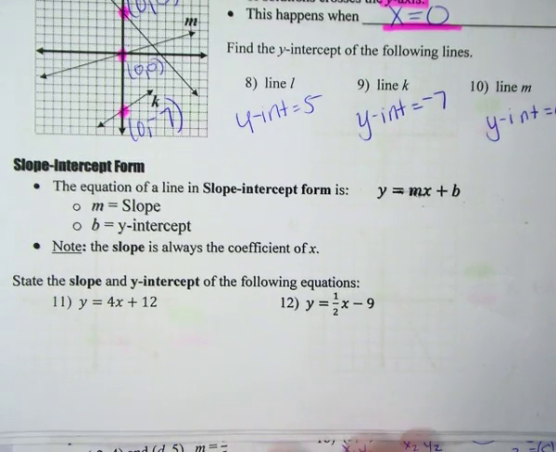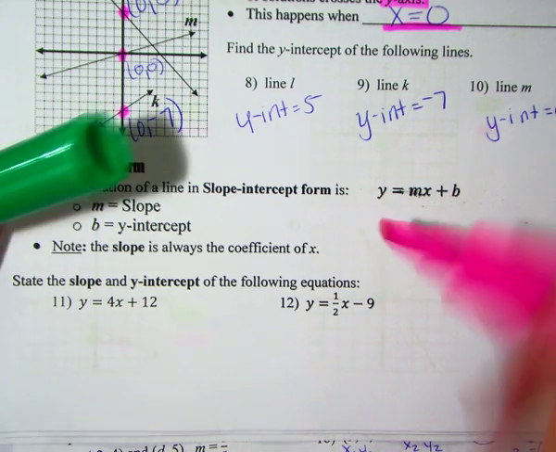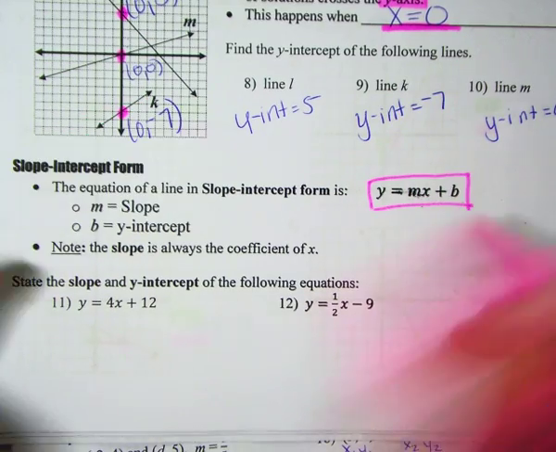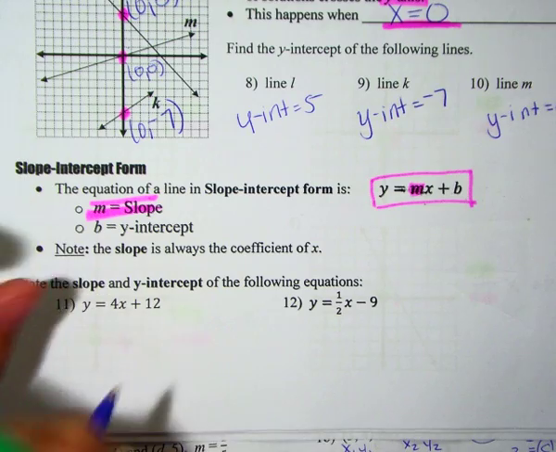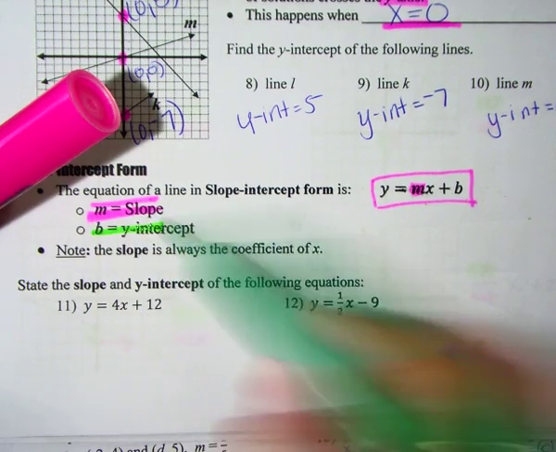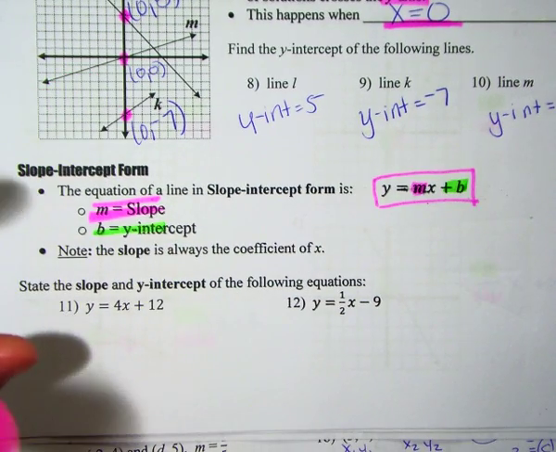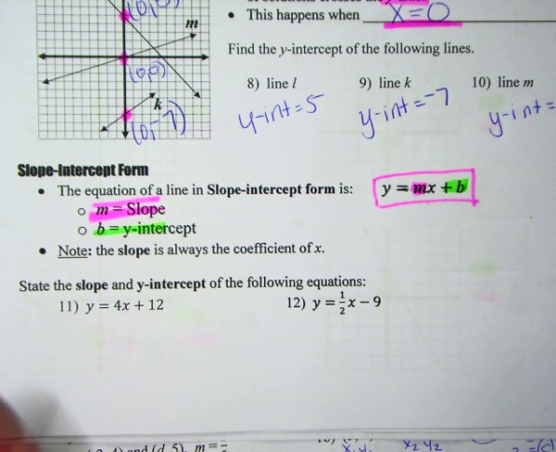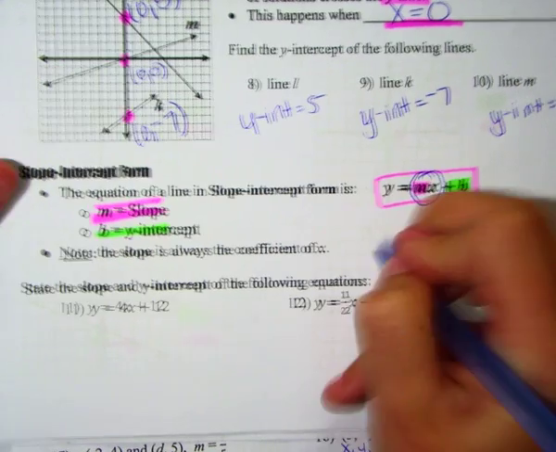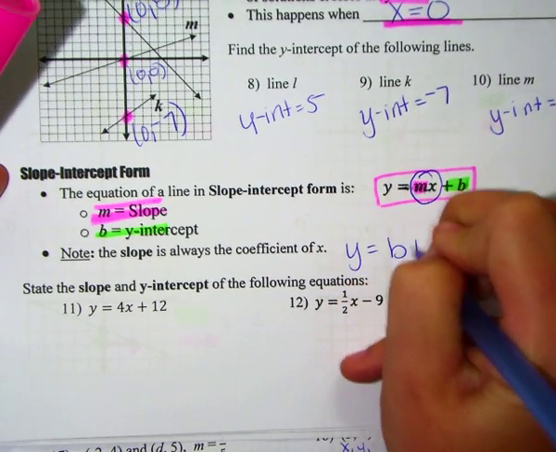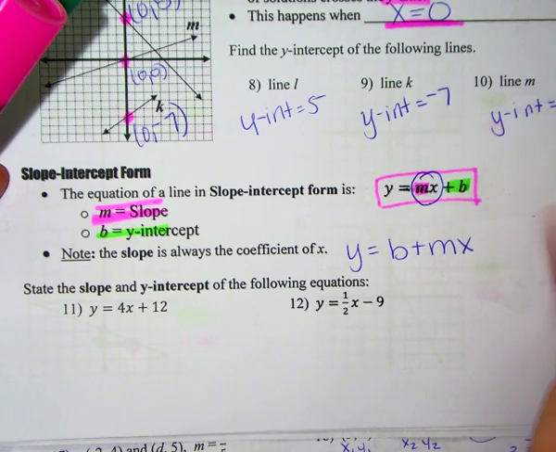Now to put this all together. Slope-intercept form. We have an equation in slope-intercept form if it looks like this: y equals mx plus b, where m is the slope and b is the y-intercept. x and y are still variables. Notice that the slope is always the coefficient of x. In other words, you might see an equation that looks like this. The slope will always be the coefficient of x.